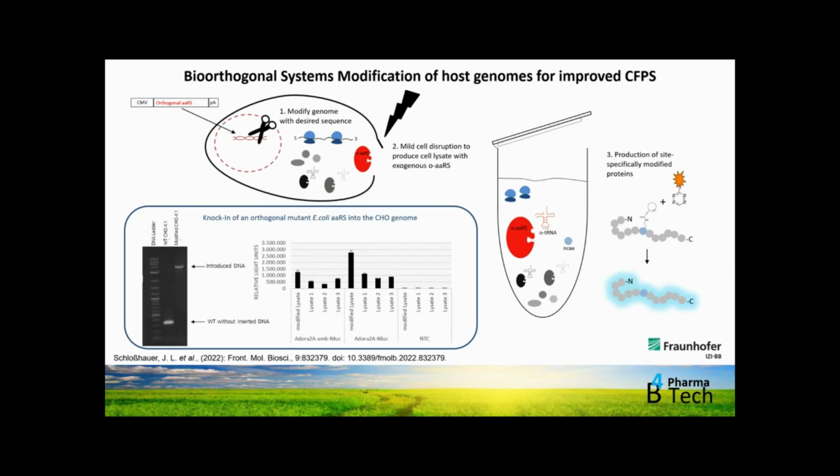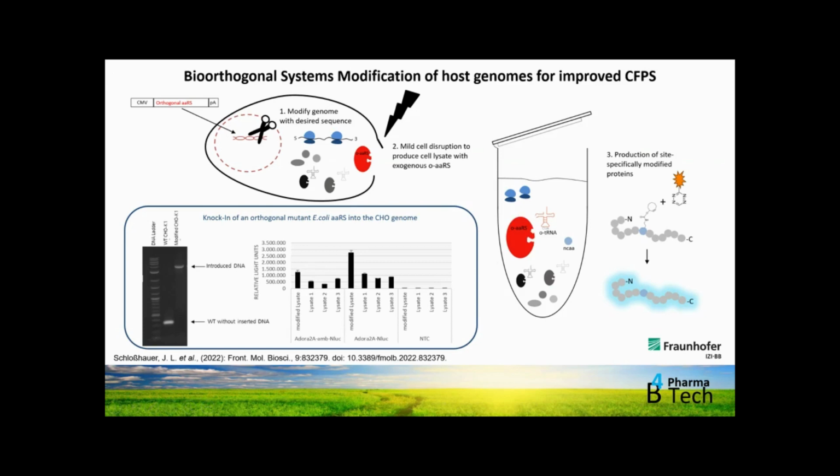Now, in the eukaryotic system, these aminoacyl-tRNA synthetases can even be engineered into the genome by using CRISPR-Cas technology. So in this way, the aminoacyl-tRNA synthetase is already produced in the living cell, and the lysate prepared from this living cell already harbors the aminoacyl-tRNA synthetase.